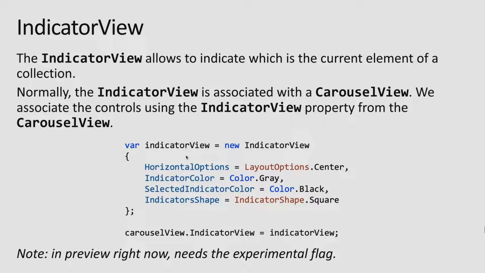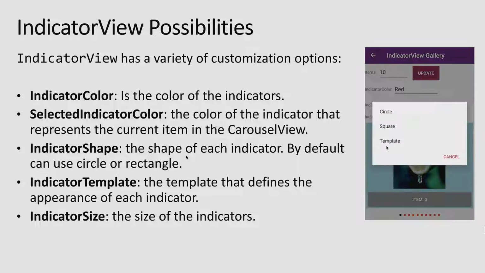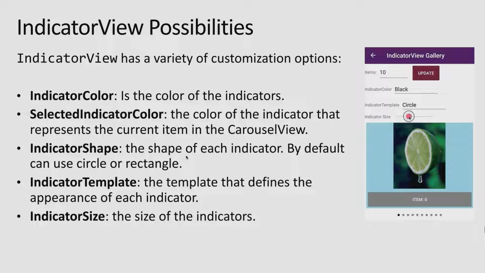Again, also in preview, here you see a little bit of code of how to use that. We have the options to do some layout with that, how you want to center it horizontally, vertically, but also what color you want the indicator to be, what color the selected indicator should be, and what kind of shape you want to use. You can see a little sample on this slide right here. The color, the shape, but you can also use a template, so you can give your own template for the indicator. And of course, you can give it a size, so you can make it bigger or smaller.